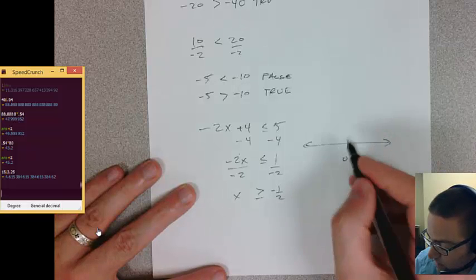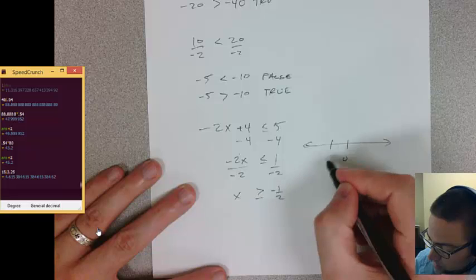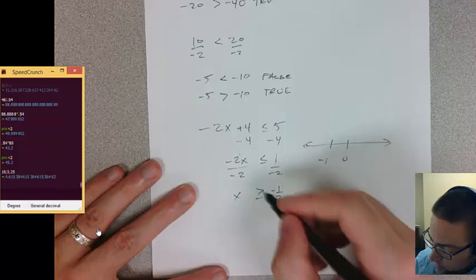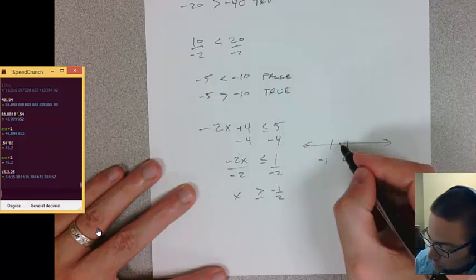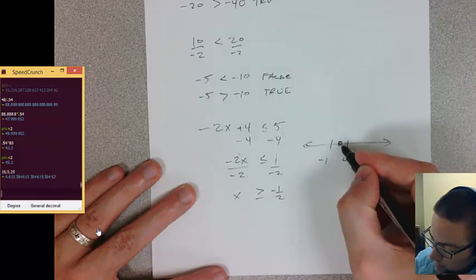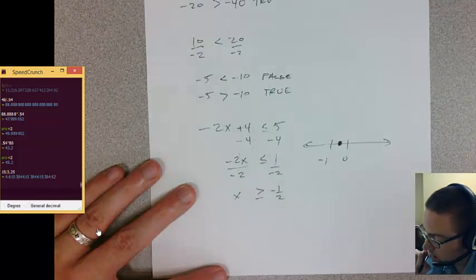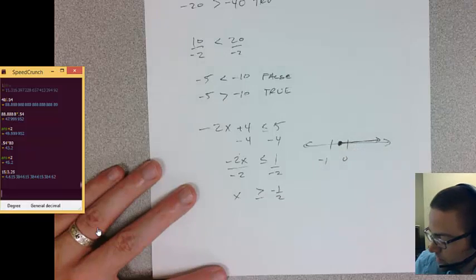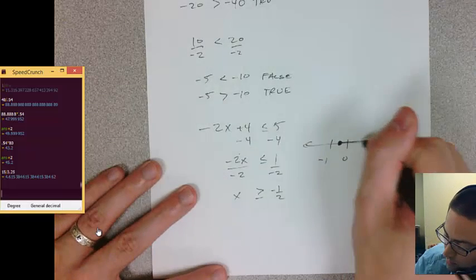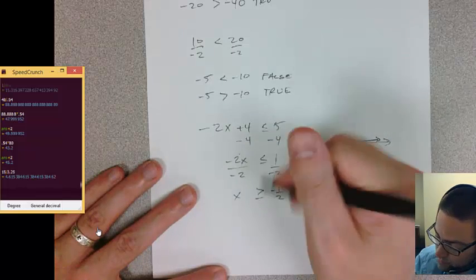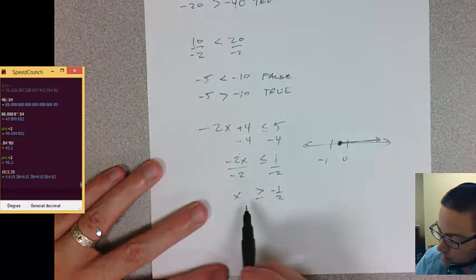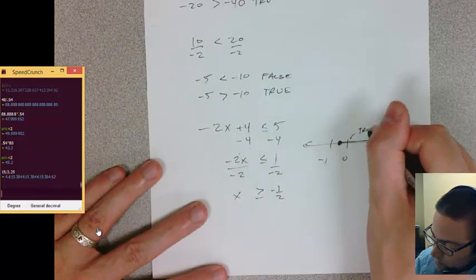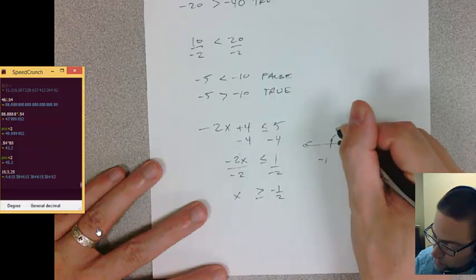So let's graph my solution and see. This is negative 1 right here, and negative 1/2 is in between. This is greater than or equal to, so it means the value itself is included. So I'm going to color in the dot and shade all the values that are bigger than it, so it should go this way. All of these values should be solutions to this original inequality. One value you can check is 0. 0 should be true, right? Negative 1 should be false.